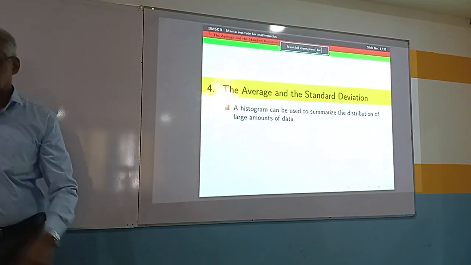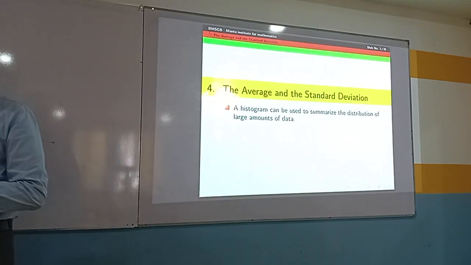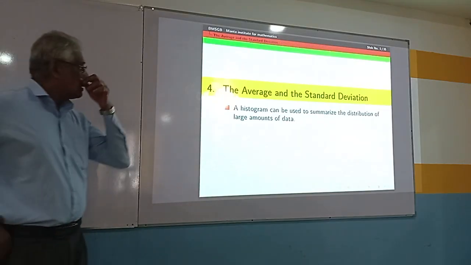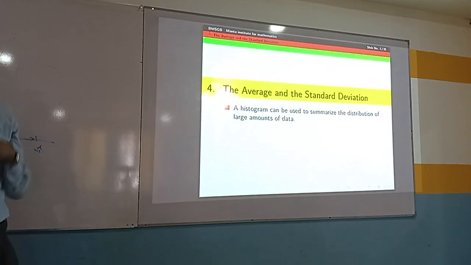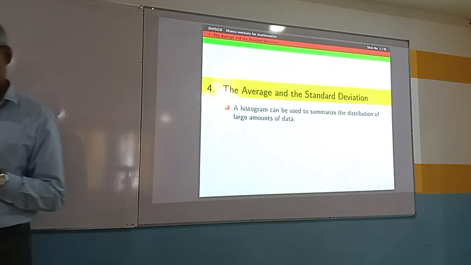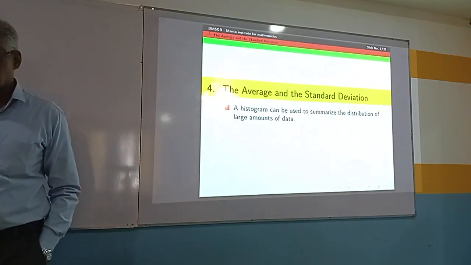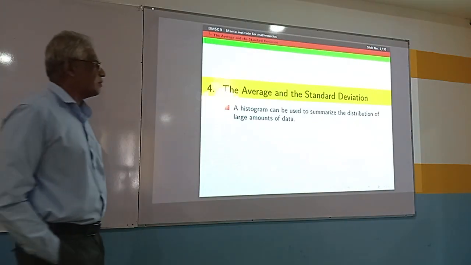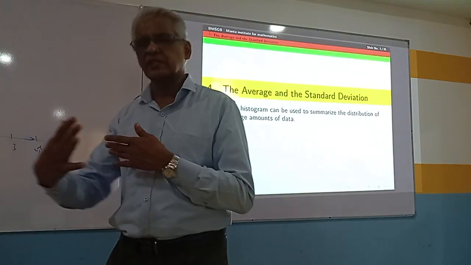Okay, so we have a few more minutes. I will start this one. The next one is average and standard deviation. So we saw that the histogram is one way to summarize the data.